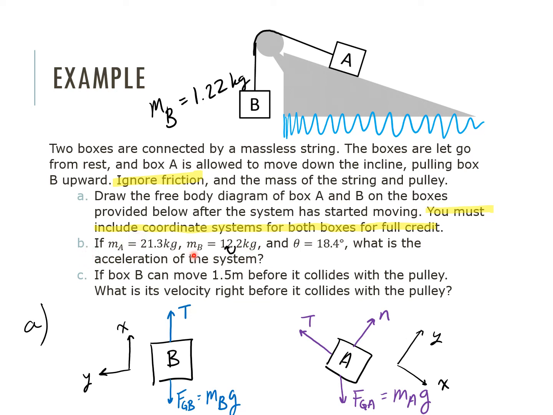So for box B, we are actually being asked to solve for the acceleration. And then in C, we're going to be finding out the velocity of box B right before it collides with the pulley. So right before B strikes this pulley, what is its velocity? We do have the distance it's traveling. We're solving for the acceleration. It's starting from rest. It tells us that in the second sentence, the boxes are let go from rest. Have the starting value, just need the final one to go through and solve.